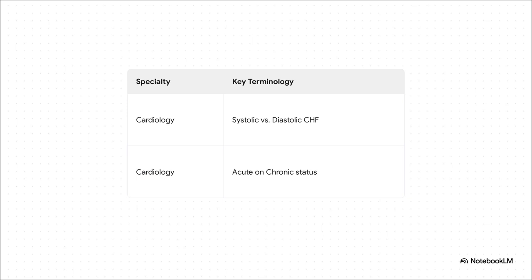Specialty terminology is your best defense against these downgrades. In cardiology, for example, just writing CHF won't cut it. You need systolic versus diastolic, and that critical acute on chronic status. Miss those specific words, and you wave goodbye to that major complication classification entirely.